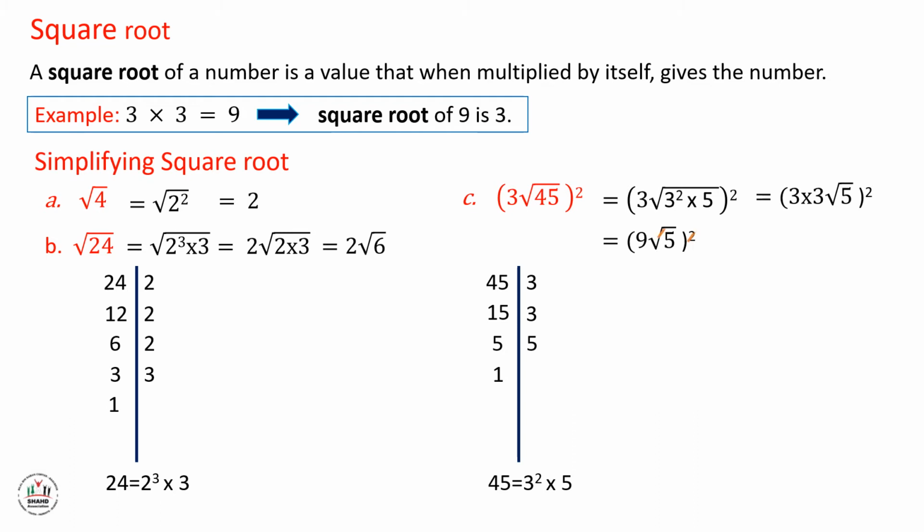Now we can write 9 square times radical 5 square. 9 square equal to 81, radical 5 square equal to 5. So 81 times 5 equal to 405.